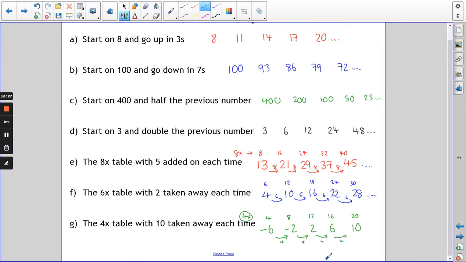And what that shows you is that if you can spot the gap size between the numbers, you can work out what times table a sequence is based on. And if you know what times table it's using, that's halfway there for writing the algebra for a sequence instead of writing a sentence. But we'll look at those next lesson.